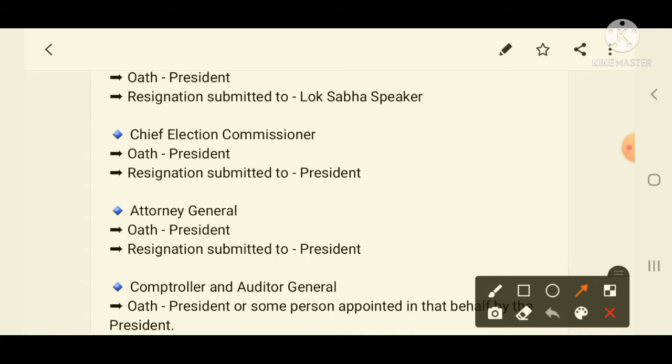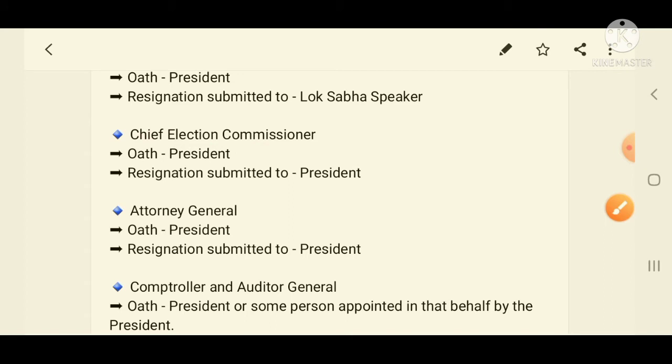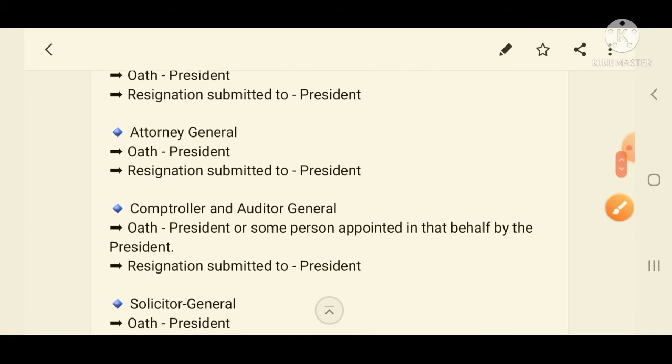He will be given the oath of office by the President of India, and he will submit his resignation also to the President of India, so that the President can elect a new Chief Election Commissioner. For example, if due to some reason this Chief Election Commissioner has to resign, then he will submit his resignation to the President, so that the President can notify about the new election of Chief Election Commissioner. All of you have understood till Chief Election Commissioner.